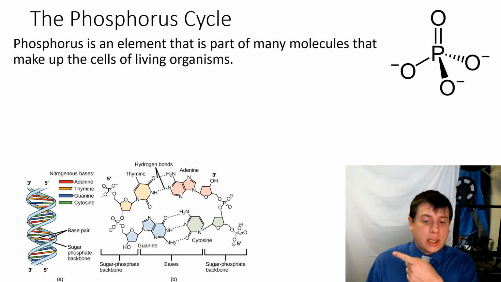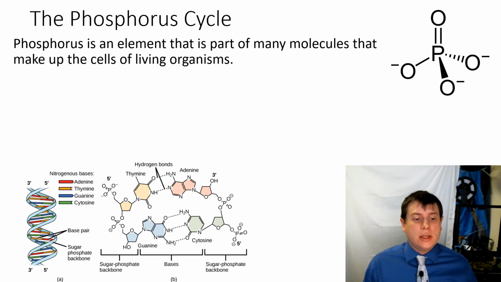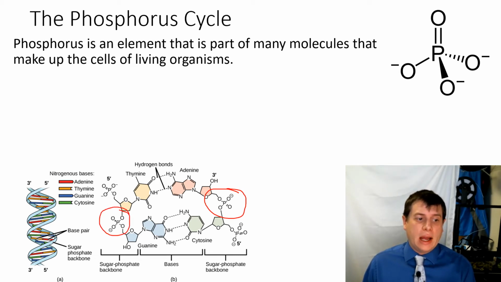Now, if you look over here, you can see that model of DNA that I've had on a couple other slides. If you look carefully, you can see that there are places where you actually have this very ion. So look right here. That phosphate ion is used as the link between the backbones of the DNA. So this sugar phosphate backbone, this right here is the sugar, and this is the phosphate.